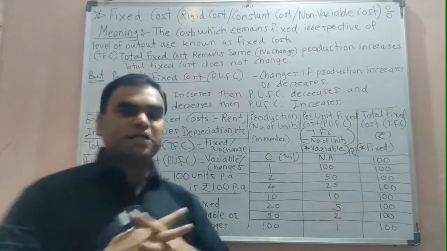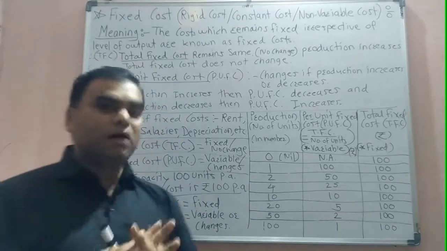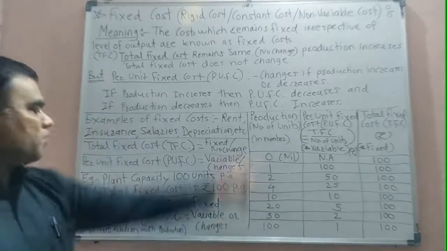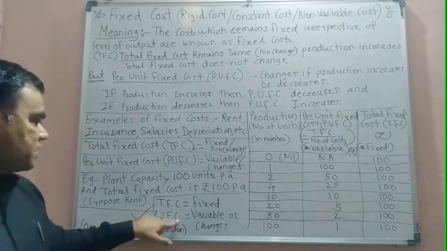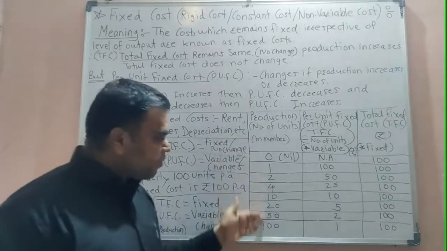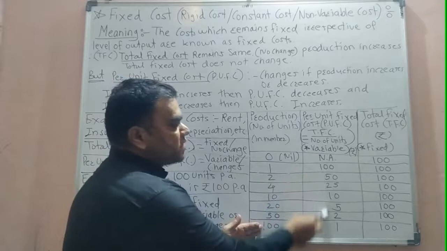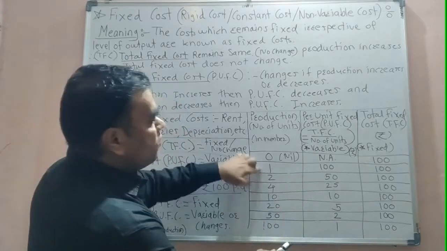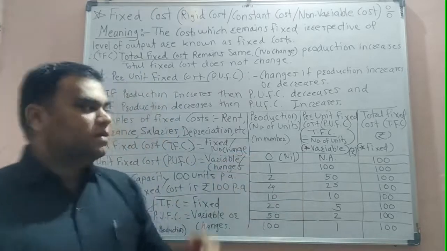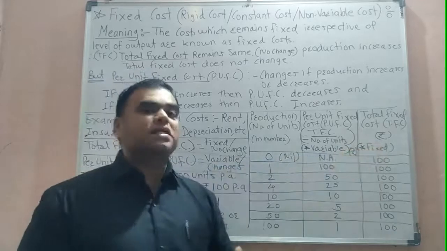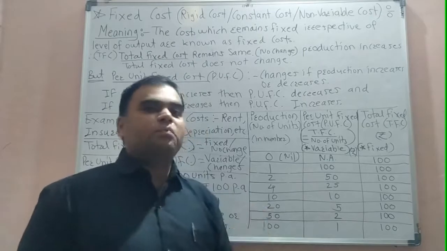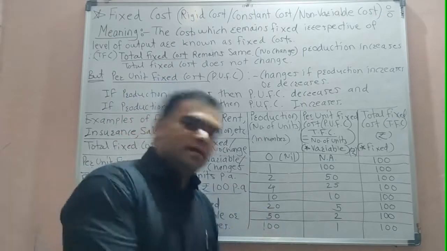It means per unit fixed cost has an opposite relation with the volume of production. You can see, if we increase the production, per unit fixed cost decreases. If we decrease the volume of production, our per unit fixed cost increases. Why does it happen? Because total fixed cost gets divided among the number of units. If the number of units is more, then the per unit amount will be less.